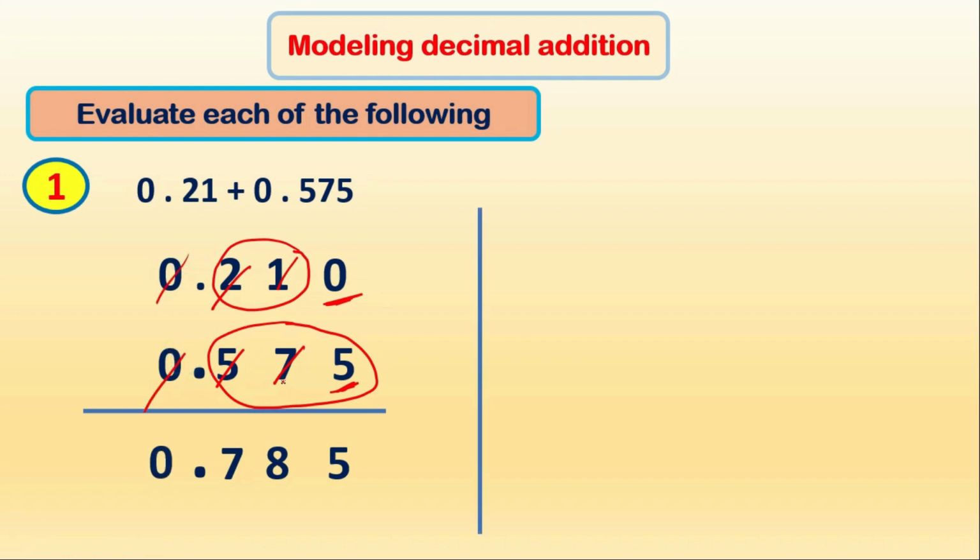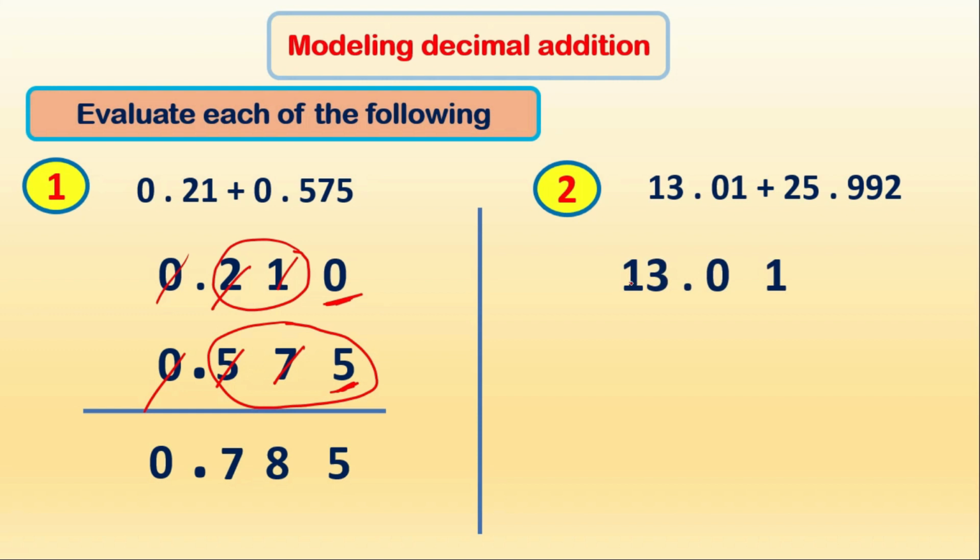Okay, another example, 13.01 plus 25.992. Okay, write the two numbers under each other. The first number is 13.01. Now to write the next number we have two steps. The first step, start from the decimal point and then write whole under whole, 25 under 13, and then 992.